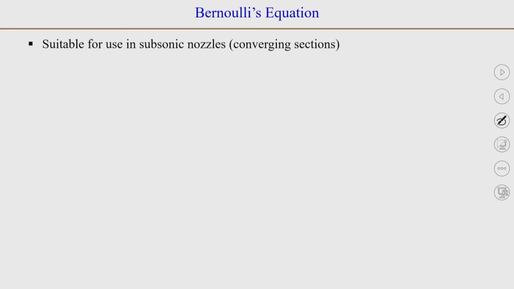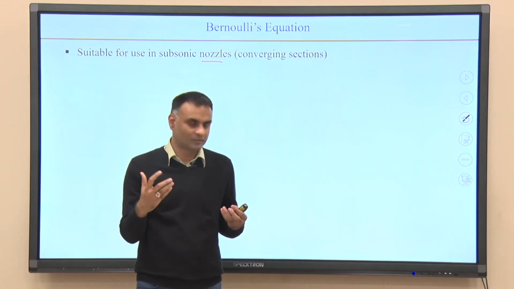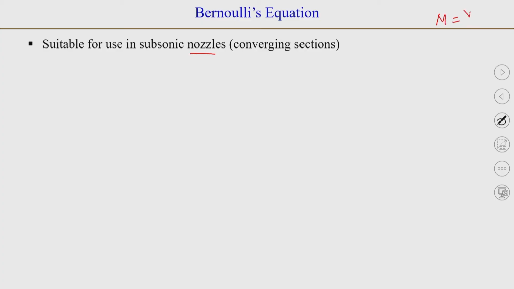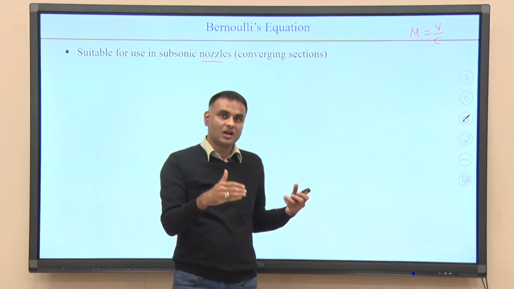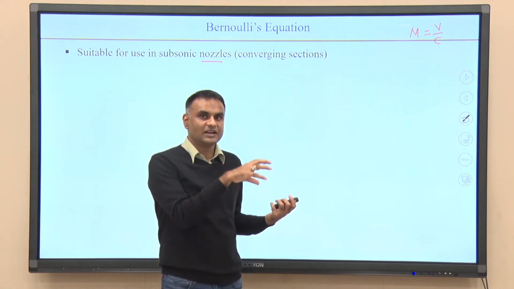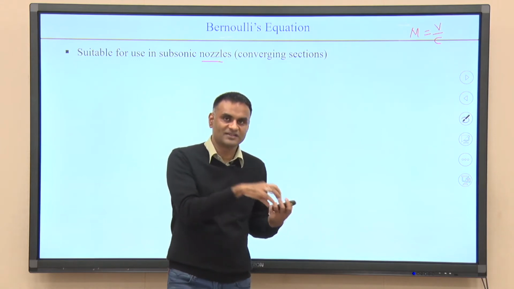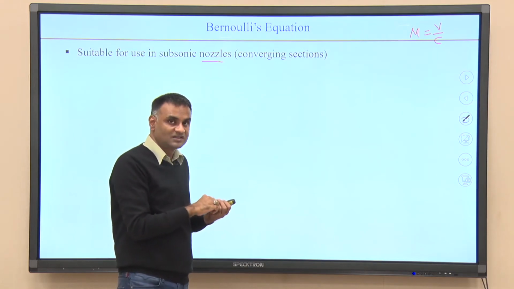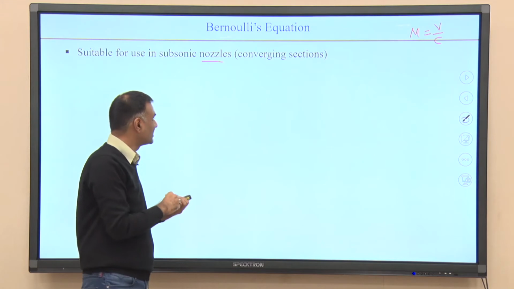Now, one of the common applications is in nozzles. Nozzles can be used when the flow is subsonic. Subsonic means that the Mach number of the flow, if you remember, M is equal to v over c, where c is the speed of sound. So, if the velocity of the flow is less than the velocity of sound in that medium under the flow conditions at the same pressure and temperature, then the flow is subsonic when the Mach number is less than 1.